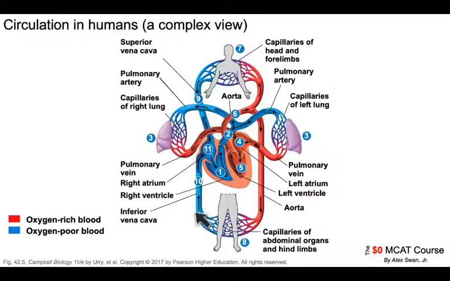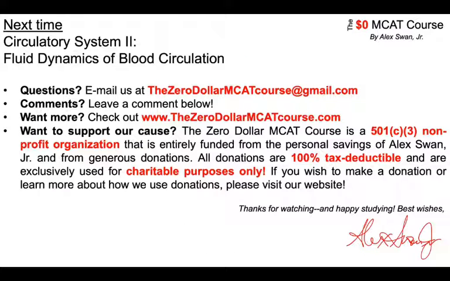This oxygen poor blood is then going to return via the systemic vein, which is called either the superior vena cava if we're talking about blood coming back from the head and forelimbs, or the inferior vena cava if we're talking about blood coming back from the abdominal organs and hind limbs. And these two vena cava will then dump blood into the right atrium. And then that blood is then going to go to the right ventricle, where we're going to begin this cycle all over again. So that wraps it up for today.